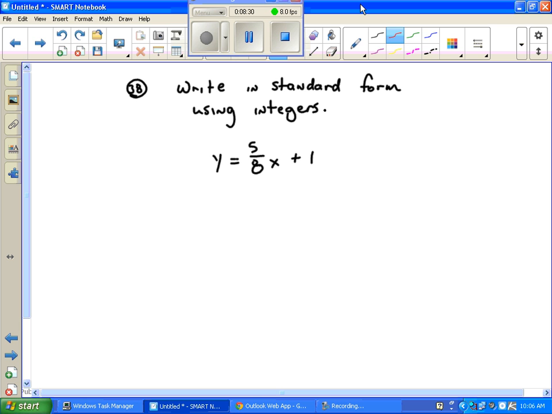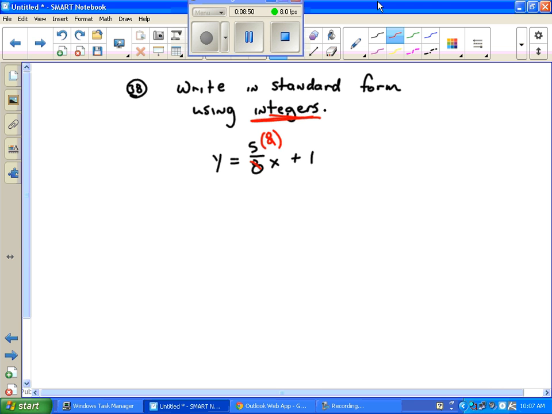Number 38 says write in standard form using integers. Integers, everybody. No fractions, no decimals. We got a fraction, 5 over 8. Remember, another way to read 5 over 8 is 5 divided by 8. In order to cancel out divide by 8, multiply by 8. So if you multiply this term by 8, it'll cancel it out.